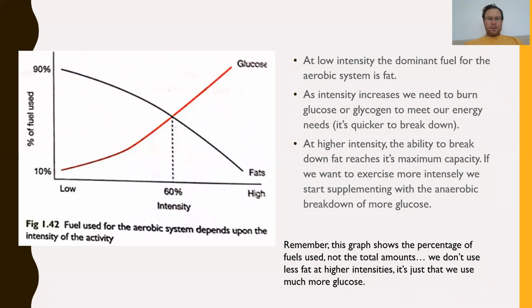So, to recap, at low intensities, the dominant fuel for the aerobic system is fat. As exercise intensity increases, we need to burn glucose or glycogen to meet our energy needs, as it's quicker to break down. At higher intensity, the ability to break down fat reaches its maximal capacity. So it doesn't stop. Sometimes people think this picture shows it stopping. It just reaches its maximum capacity. So if we want to exercise more intensely, we start supplementing with anaerobic breakdown of yet more glucose.